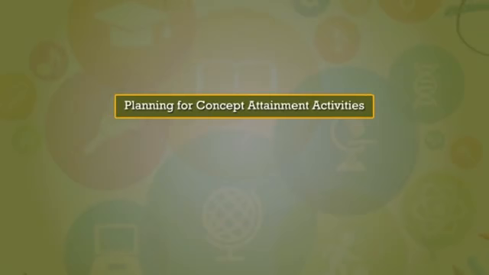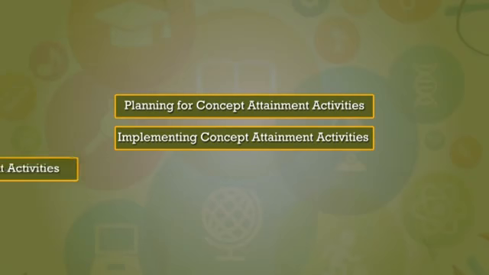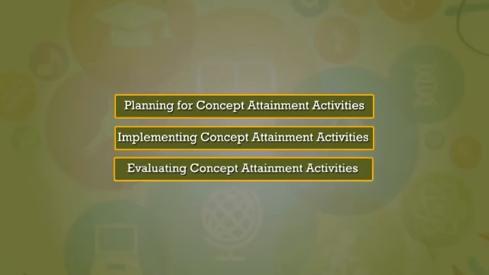Having selected CAM as a means of teaching a particular concept, the teacher will undertake these steps. They are: number 1, planning for concept attainment activities; number 2, implementing concept attainment activities; and number 3, evaluating concept attainment activities. These steps will be described by incorporating them in the elements of the basic teaching model.